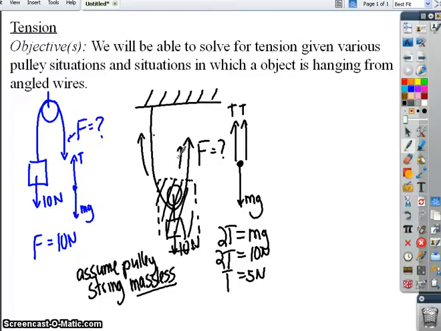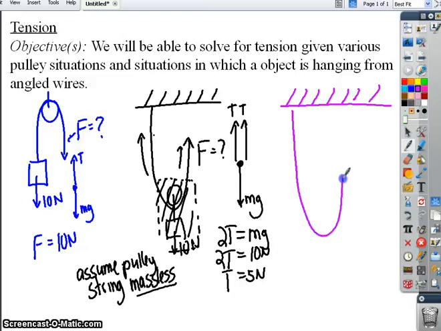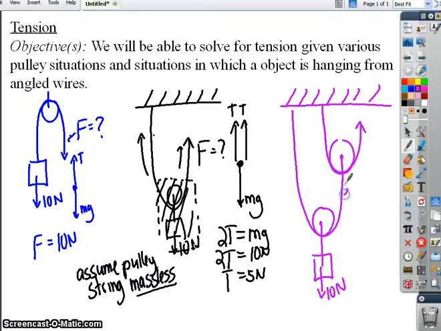So let's do another one. Same kind of situation here. Ceiling. Object's pulling down with 10 newtons. What is the force in this wire, this wire, this wire, and this wire?